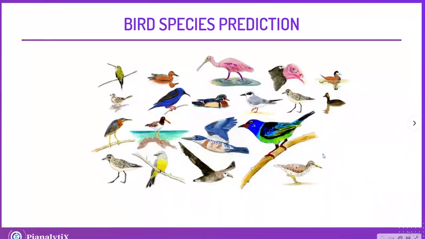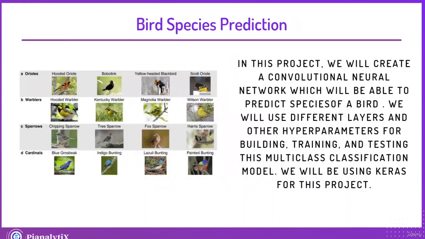Hello and welcome to this project on bird species prediction. In this project, we will create a convolutional neural network, that is a CNN, and it will be able to predict the species of a bird from the image that we supply to it. We will use different layers and other hyperparameters for building, training and testing this multi-class classification model. And in this project, we will be using Keras.